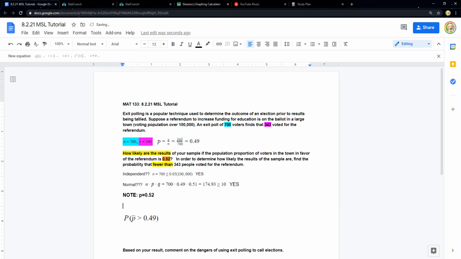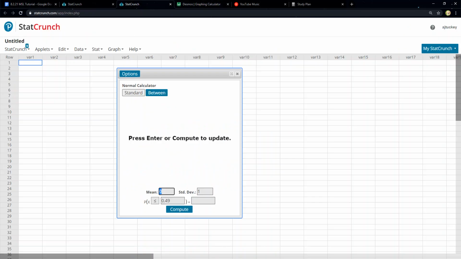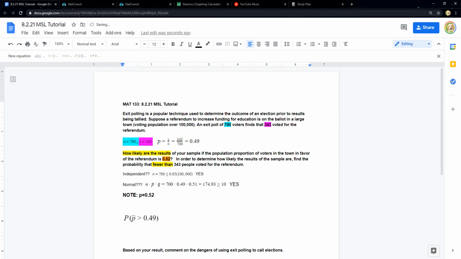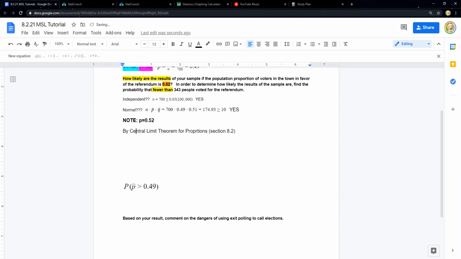So in order to figure out this probability, if I'm in StatCrunch, by the way, I know the mean. The mean is 0.52, right? Why do I know that? Because of section 8.2, the central limit theorem. So here, let me write this. My central limit theorem for proportions, which was section 8.2, because I have the independent and normal business, and p is 0.52, then I actually know the center, the shape, and the spread. So the shape, if you remember, is normal. We actually just proved that up here.